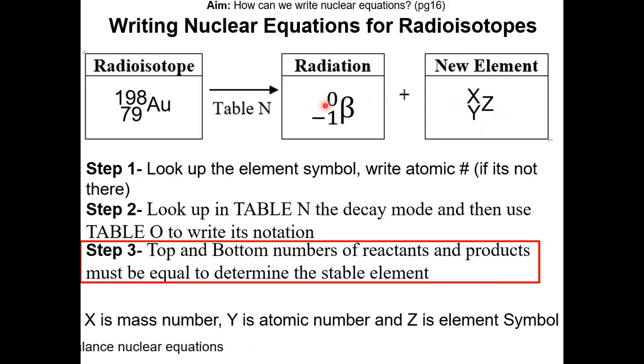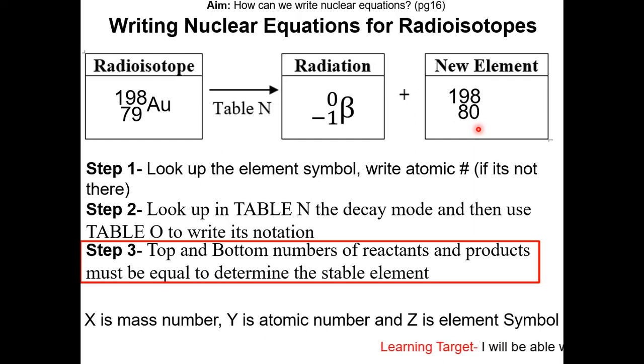What number plus 0 will give us 198? That'll be 198. What number plus negative 1 will give us 79? That'll be 80. That'll be the atomic number of the new element. To figure out the element symbol, you have to look at the periodic table and determine what element has an atomic number of 80. That'll be mercury. So this is the new element that is formed in this nuclear reaction.